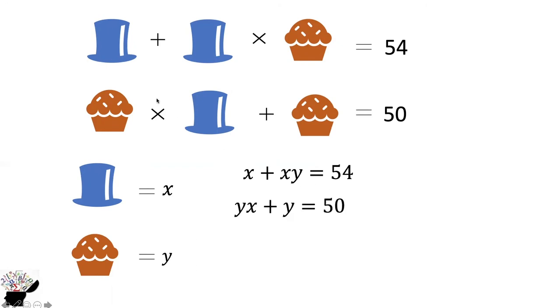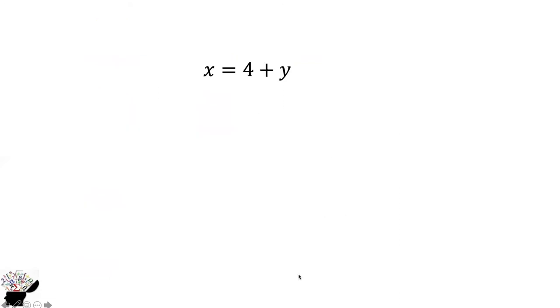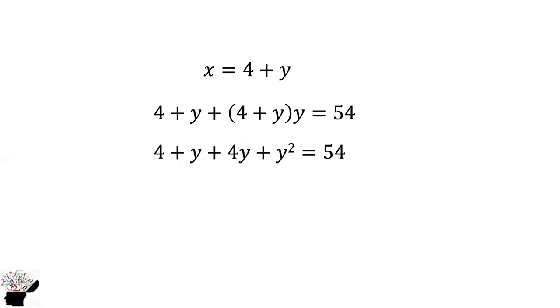Now the second one, the same thing: we have to do the multiplication first before the addition. So we have yx plus y is equal to 50. From here, we can subtract equation 2 from 1, and we are going to get x minus y is equal to 4. From here, we can make x the subject, and we get x equals y plus 4. And from there, we can substitute y plus 4 in the first equation, and we are going to get 4 plus y plus y squared is equal to 54, and we get 4 plus 5y plus y squared is equal to 54.